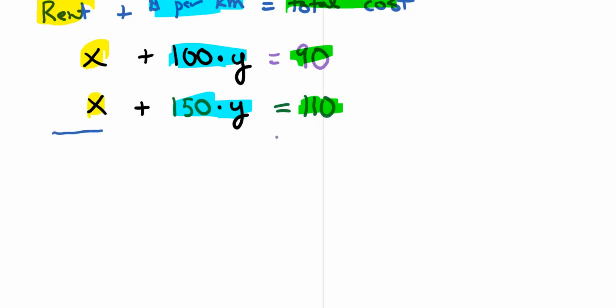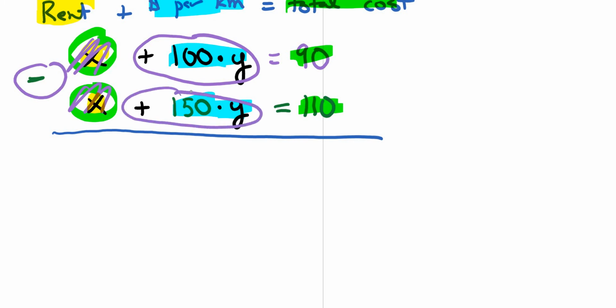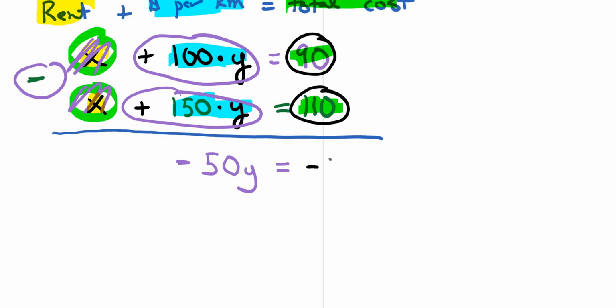This one's not too bad because the nice thing here is if you look at the x's, the coefficients are the same, so you can eliminate them by subtracting. So x minus x is going to be 0, so those cancel off, and then you have 100 minus 150, right? So 100 minus 150 is going to be negative 50, right? So if you have $100 and you owe your mom $150, you still owe her $50. And then if you have 90 minus 110, that's going to be negative 20. And this is looking good. You can divide both sides by negative 50.